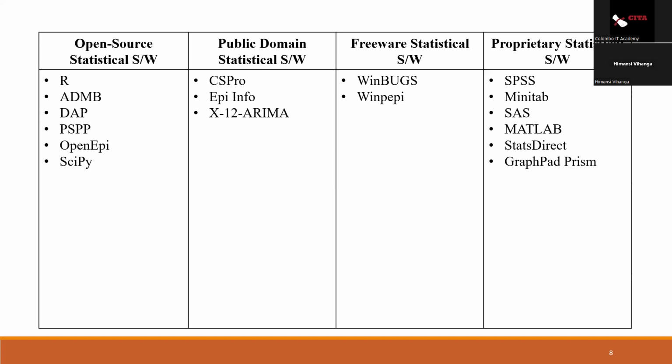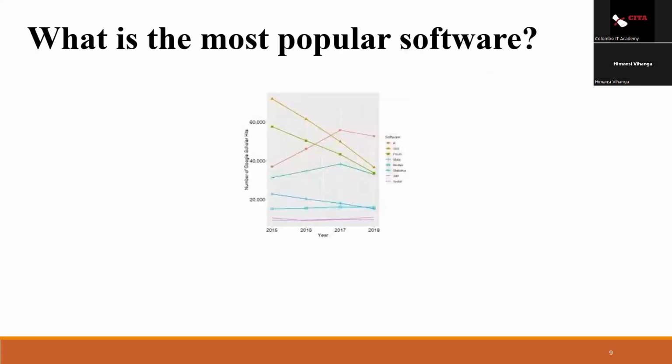So I believe you all got an idea of statistical software packages now. So moving on to the next slide. So what do you think is the most popular statistical software among the statistical softwares I described earlier?